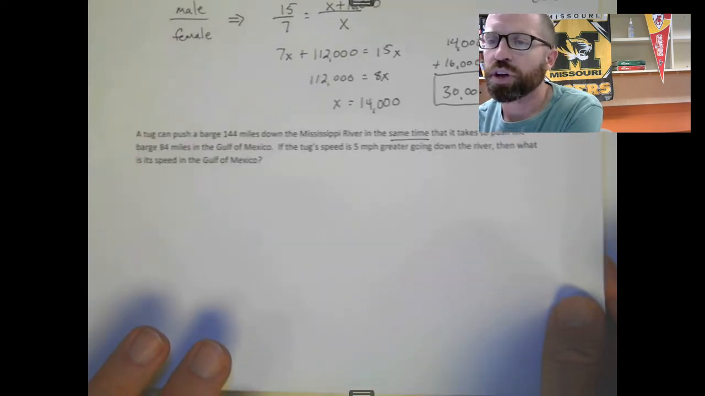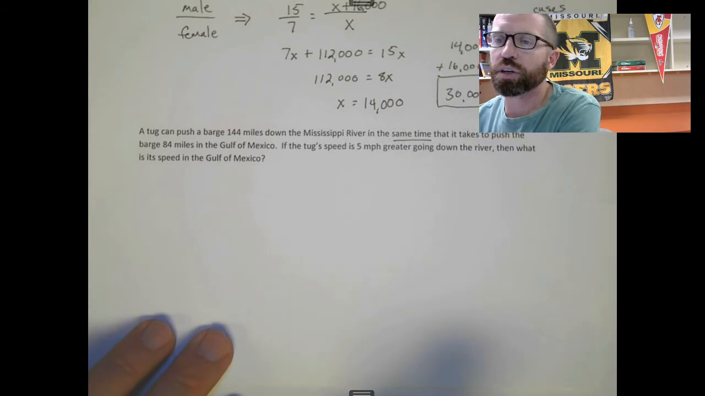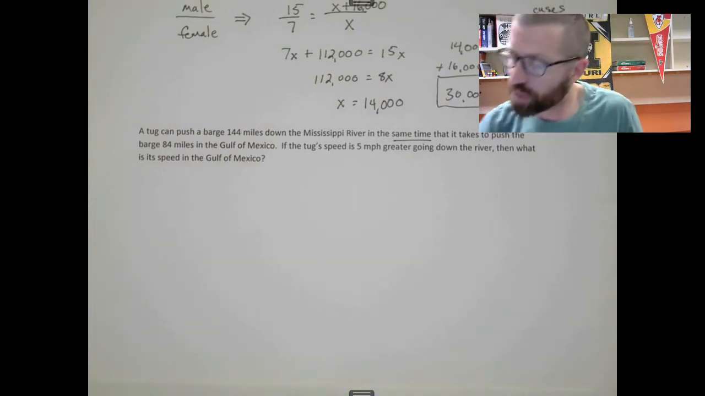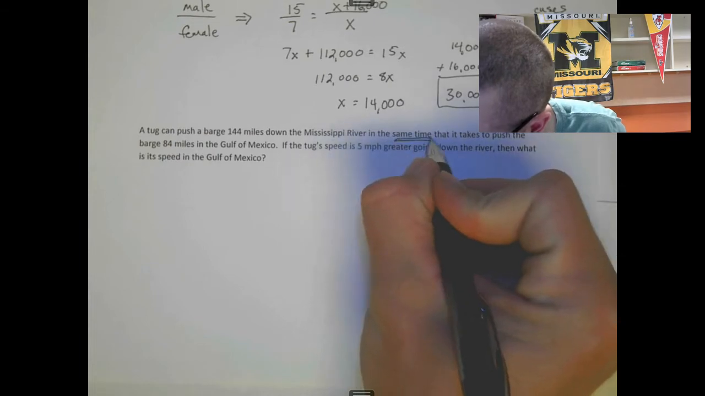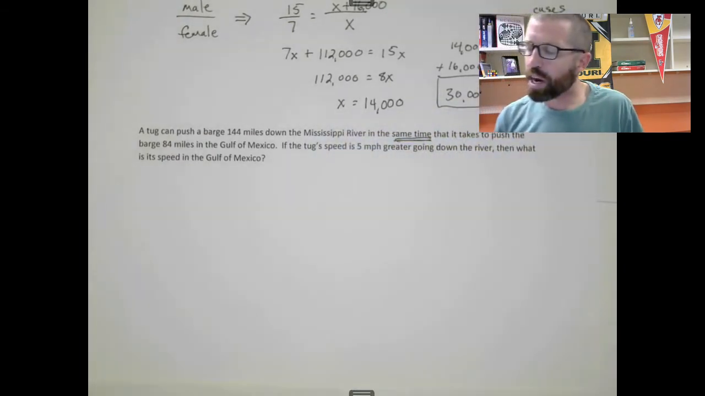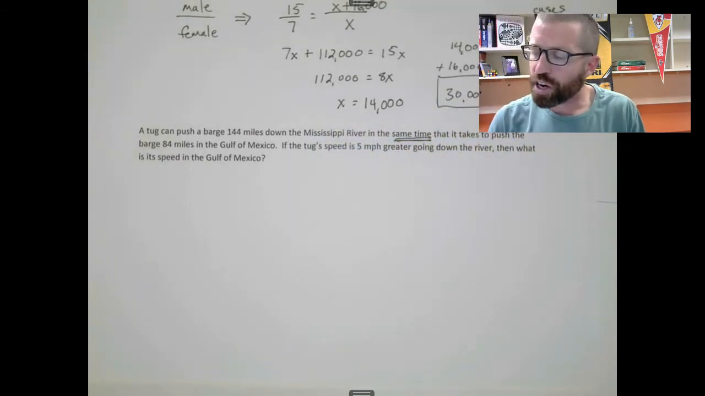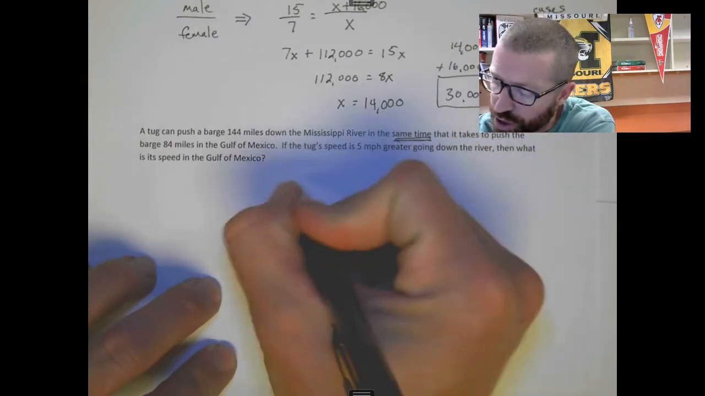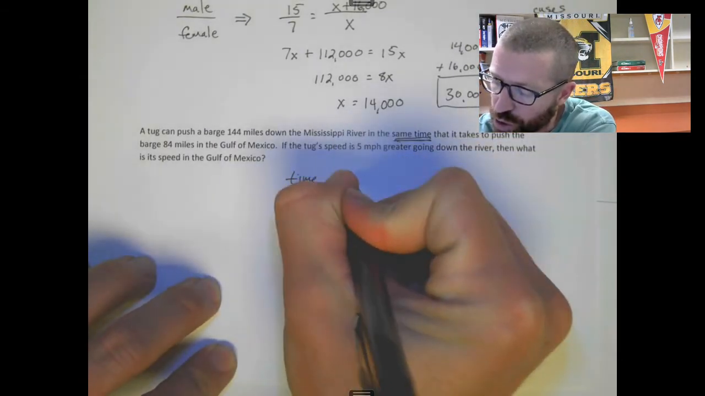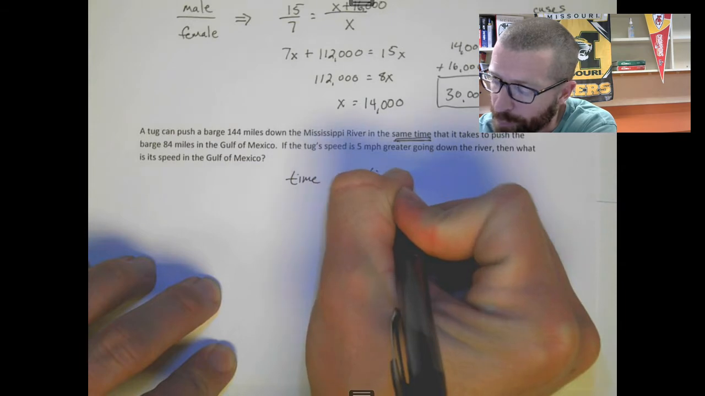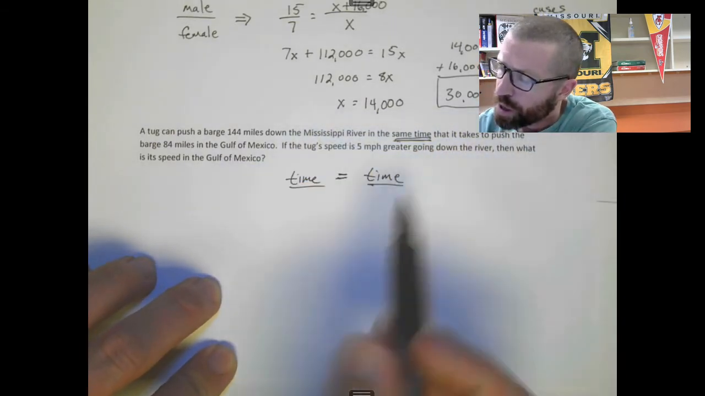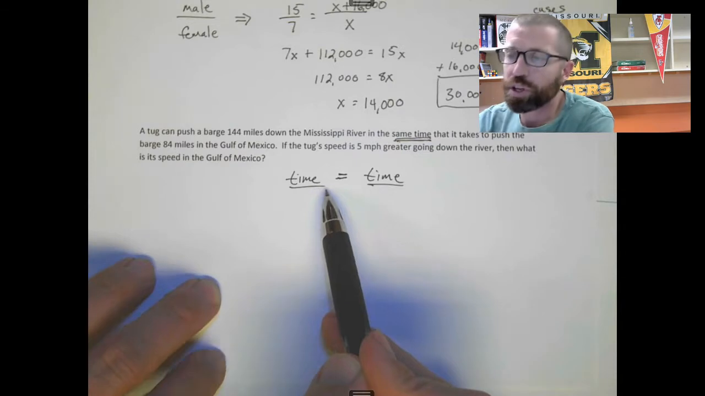Okay, this next one: a tug can push a barge 144 miles down the Mississippi River in the same time, and I've already underlined that because I read through this already, same time that it takes to push the barge 84 miles in the Gulf of Mexico. So same time, that gives us a setup for an equation. Time equals time. And we want to figure out, what do we know about time?